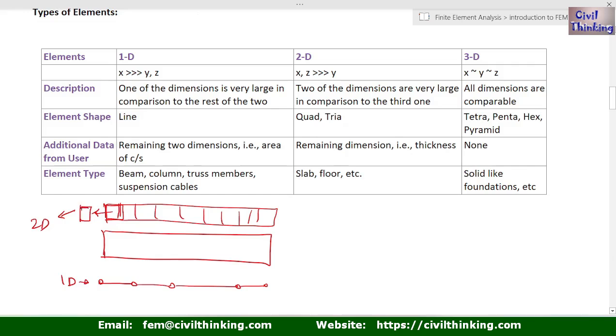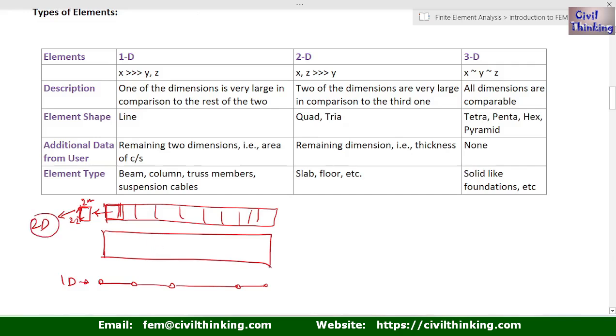the two sides are comparable. The magnitude of length is comparable, okay. For example, this is 2 mm, this can be 2.2 mm, so they are almost proportional. When we have two dimensions that are proportional, it is a 2D element, okay.